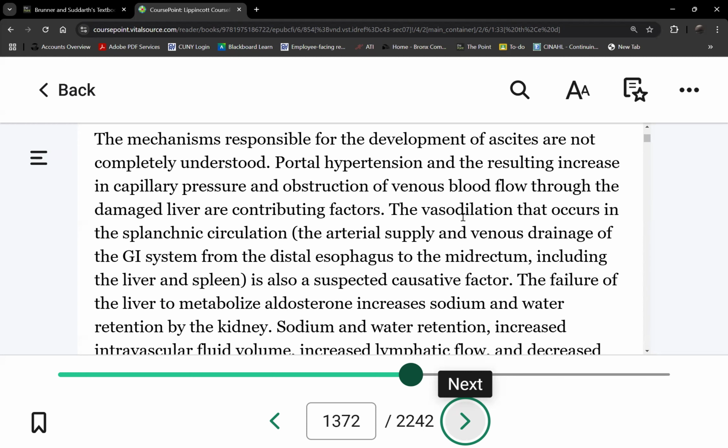So two processes there. Even though the patient looks like a really big belly, like 40 weeks pregnant, with edematous legs, what is their fluid status? Are they in fluid overload or fluid deficit?